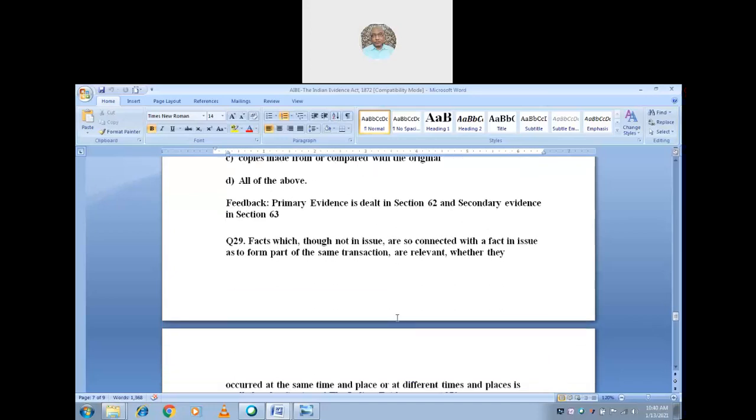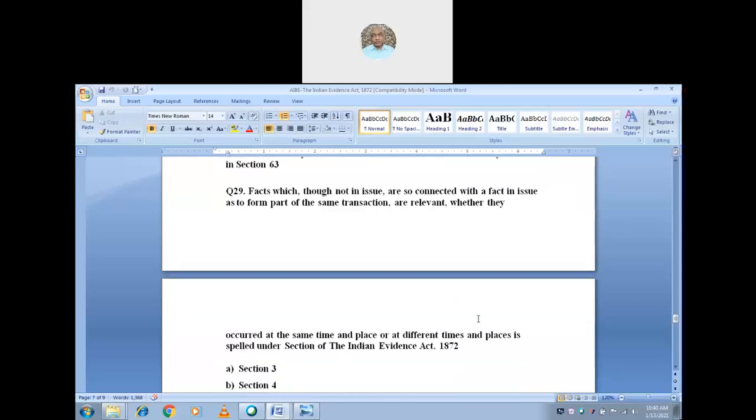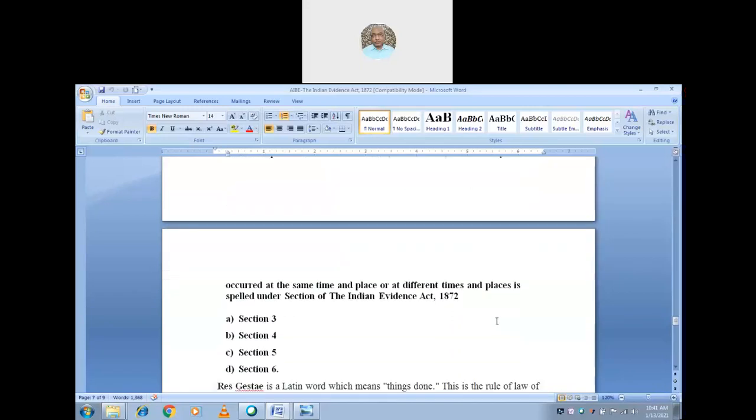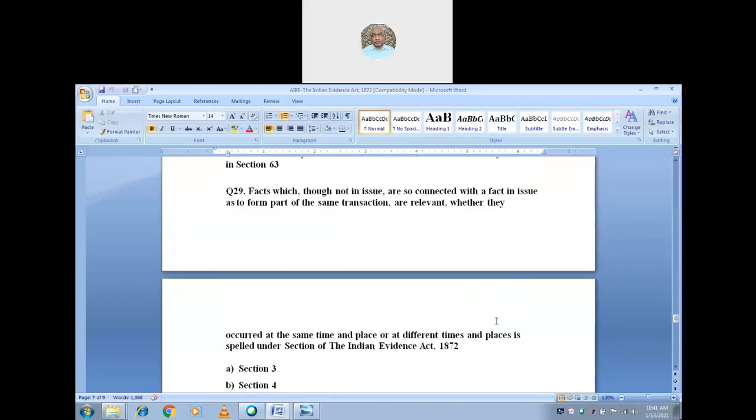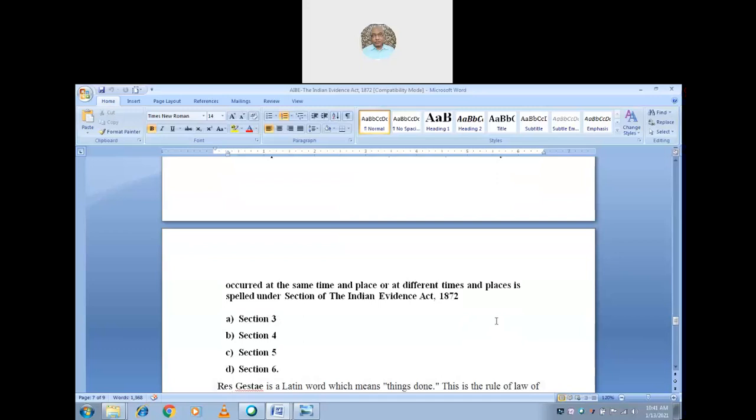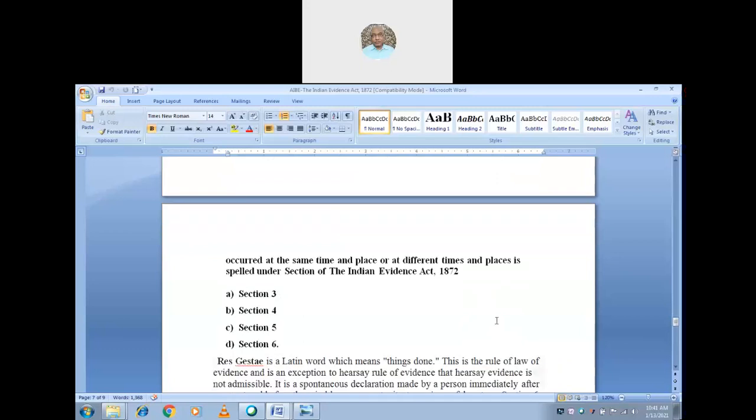So facts which, though not in issue, are so connected with a fact in issue as to form part of the same transaction are relevant, whether they occurred at the same time and place or at different times and places. This is spelled out under a section of the Indian Evidence Act, which we can say is res gestae. Yes, the sequence of facts belongs to the same transaction.